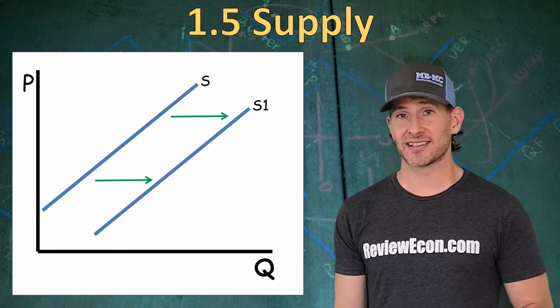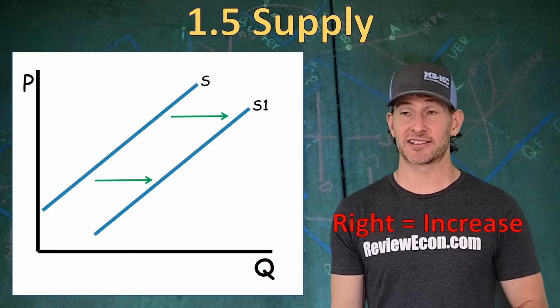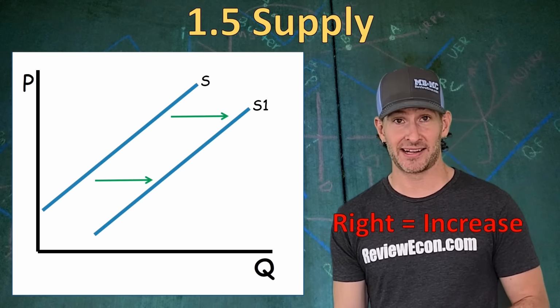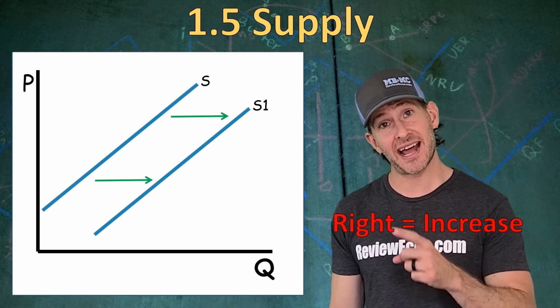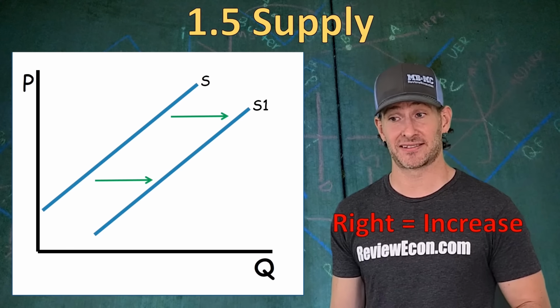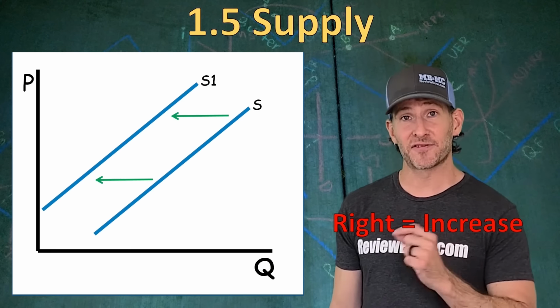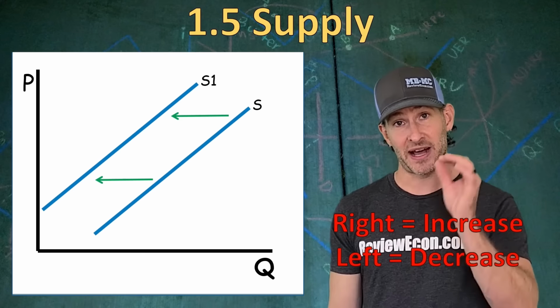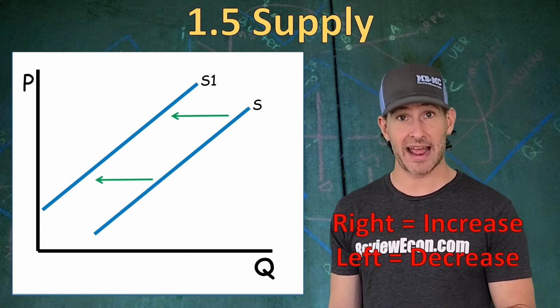Rightward shift, just like with demand, is going to be an increase. Make sure you understand the left and right instead of up and down, because a downward shift for supply is actually a rightward shift, and that's an increase. On the other side, a leftward shift is going to be a decrease. We're talking about lower quantities supplied at every price.